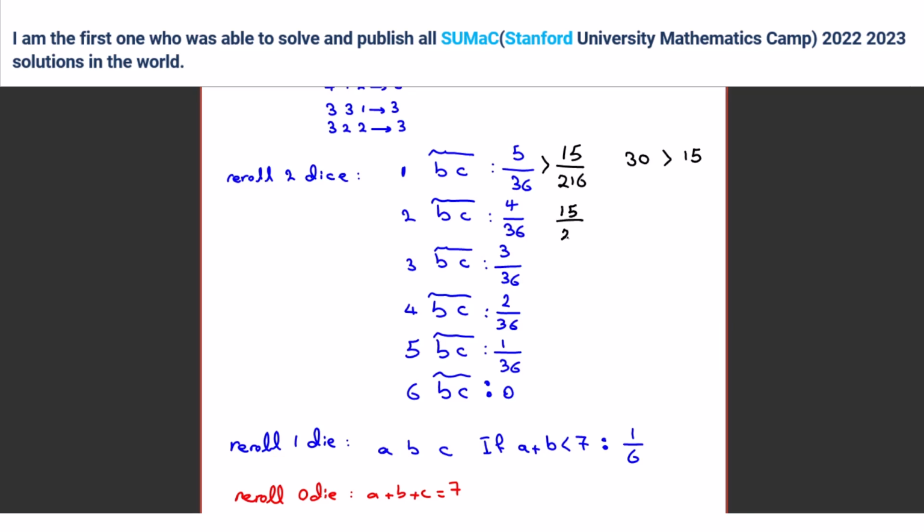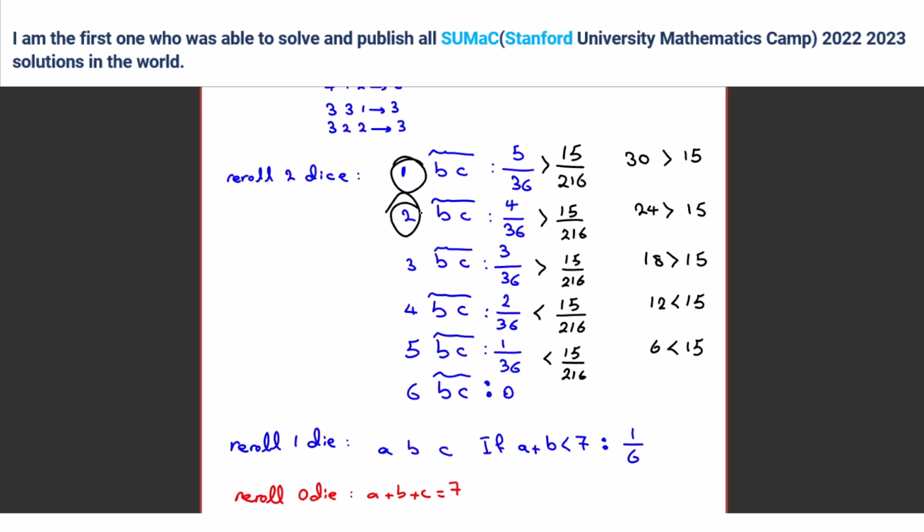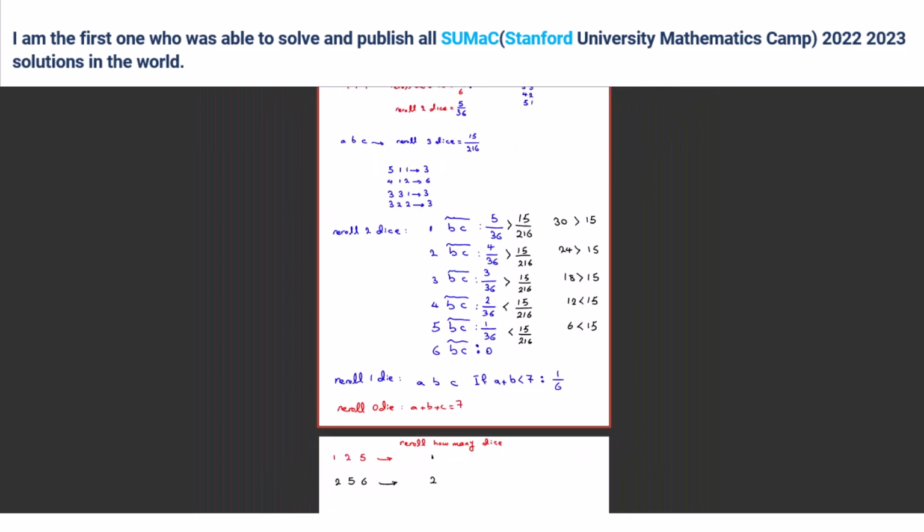What about the next fraction? 4 over 16. What about the next one? 3 over 36. Next one? 15 over 216. Next one? 18 over 216, obviously this one is greater. If you multiply by 6, 24 and 18 are greater than 15, 12 is less than 15, 6 is less than 15. So if there exists 1 or 2 or 3, we prefer to reroll 2 dice, except for 1 die.